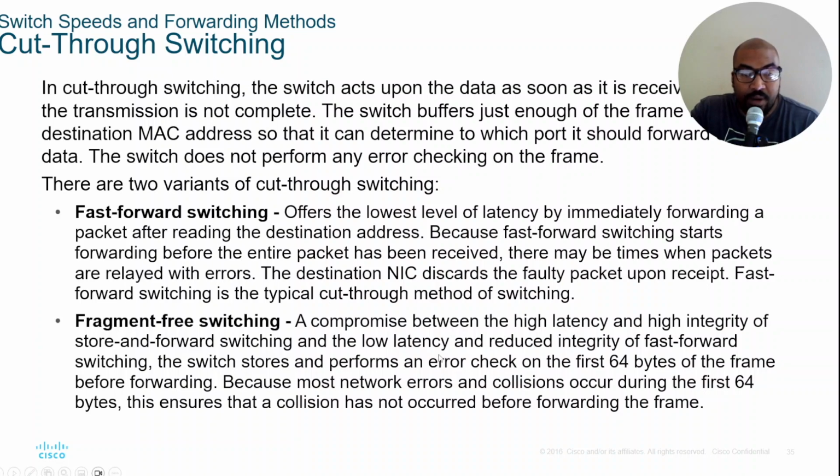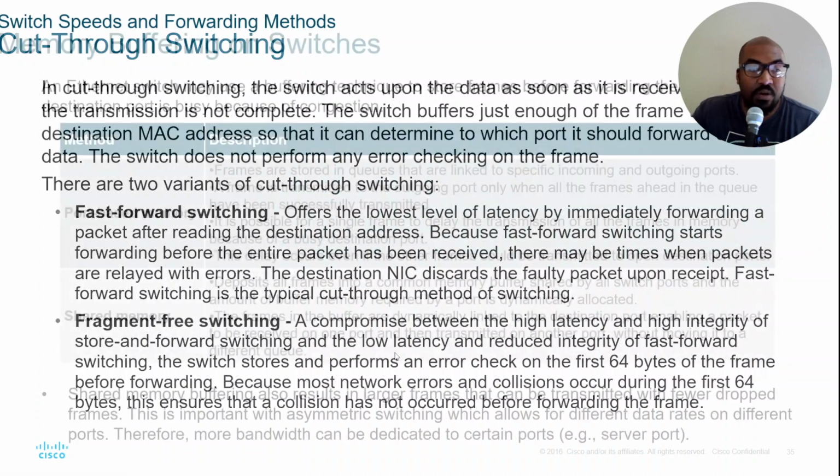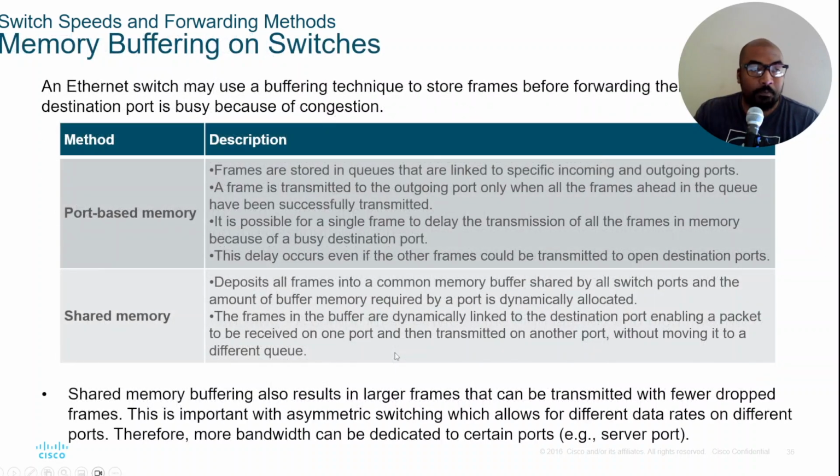Fragment-free switching is a compromise between the high latency and high integrity of store-and-forward switching, and the low latency and reduced integrity of fast-forward. So it's not as powerful, right? Low latency, but the integrity of it is not as great. Most network errors and collisions occur during the first 64 bytes, so this ensures that a collision has not occurred before the switch forwards the frame.